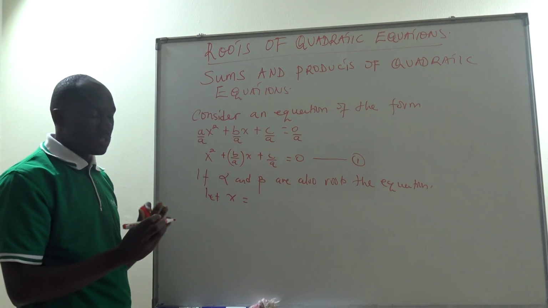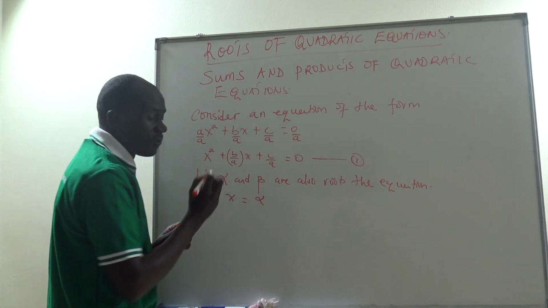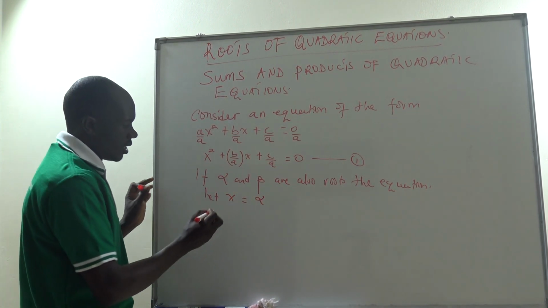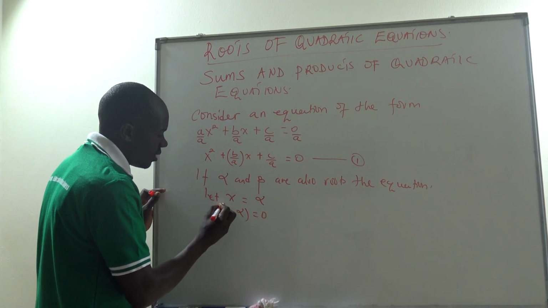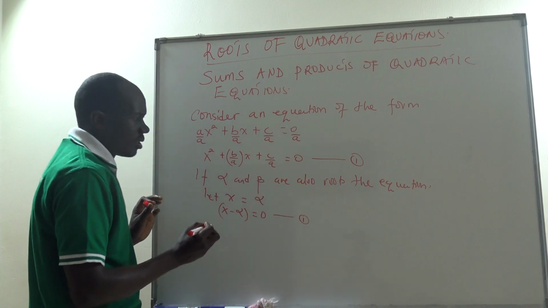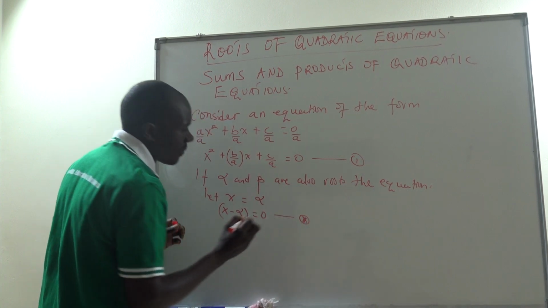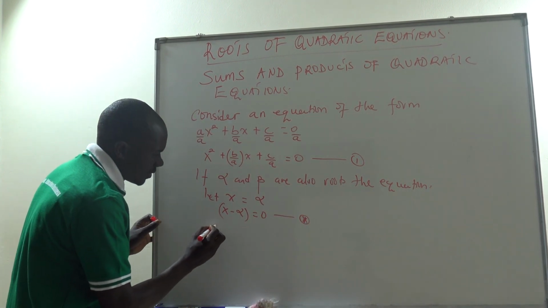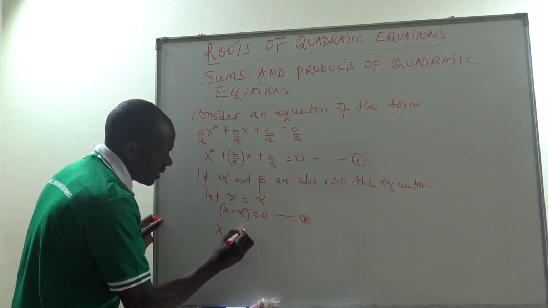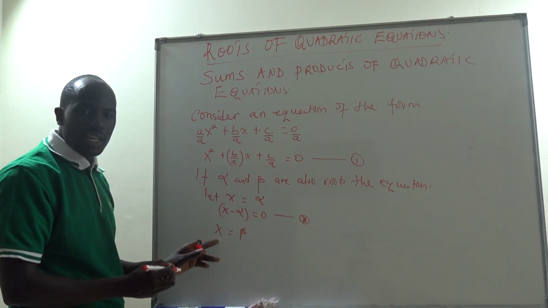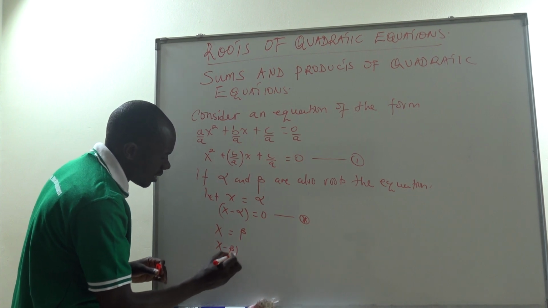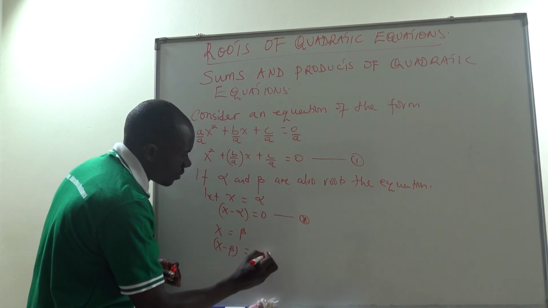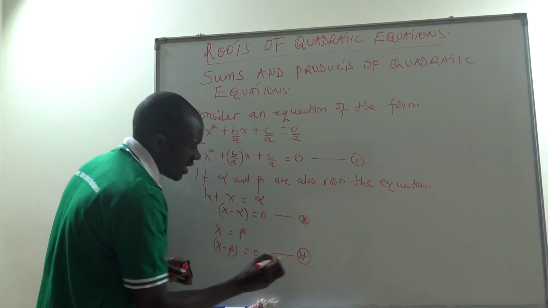So here we can start by saying let x equal these roots. You can say let x equals alpha. So when I bring this one here, it becomes x minus alpha equals 0. This one is the first equation. You can say maybe this is equation star. Then also x equals beta. When I bring this one this side, it also becomes a negative. So I'm going to have x minus beta equals 0. I can say this is equation hash.